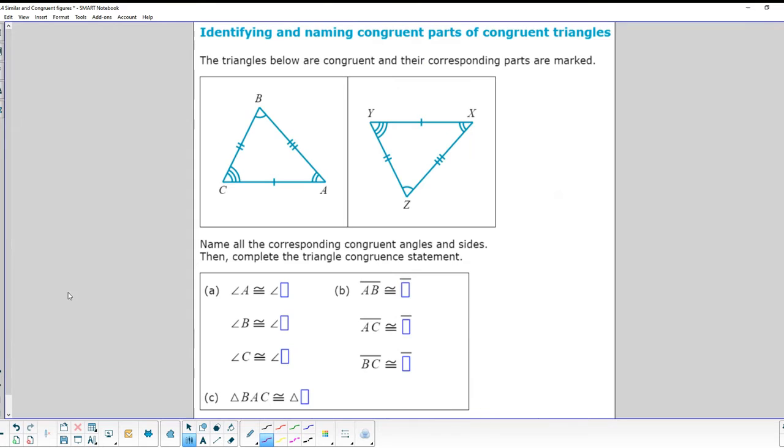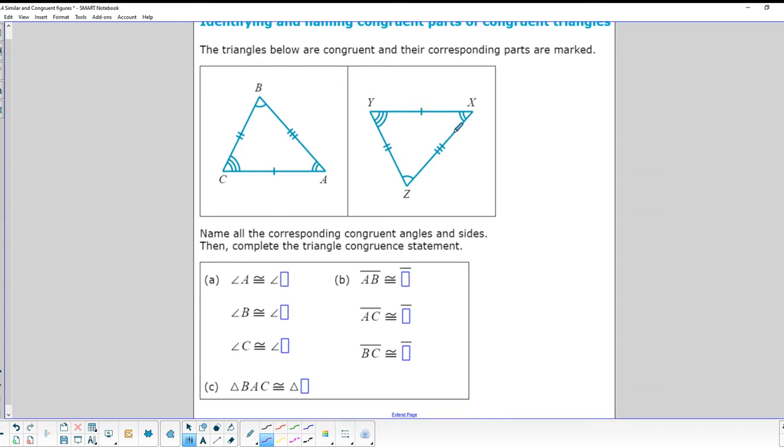Good. Okay, identifying and naming congruent parts of a congruent triangle. So this can be kind of fun. If these two triangles are congruent, we want to name the corresponding parts. So this first one is comparing the angles. Angle A corresponds to, now if you look, angle A is between the two sides where you have 3 marks and 1 mark. So 3 marks, 1 mark. So angle A is going to correspond to angle X.